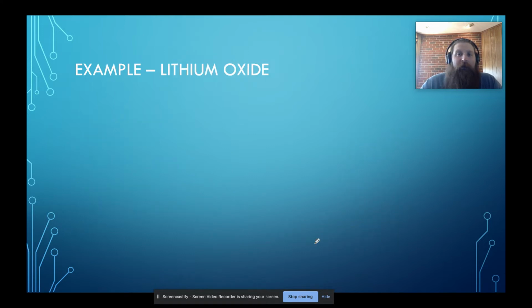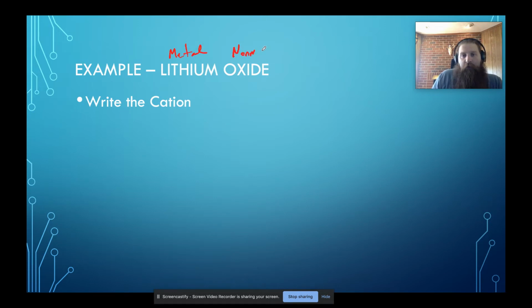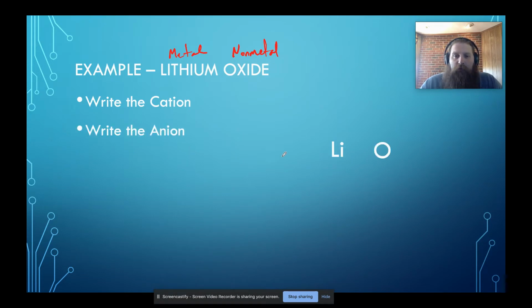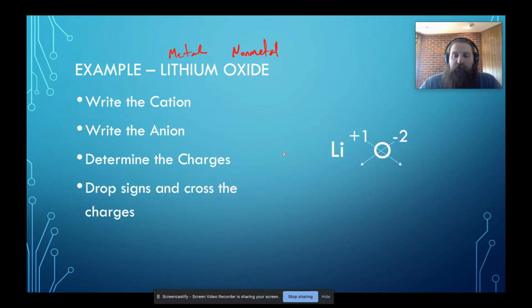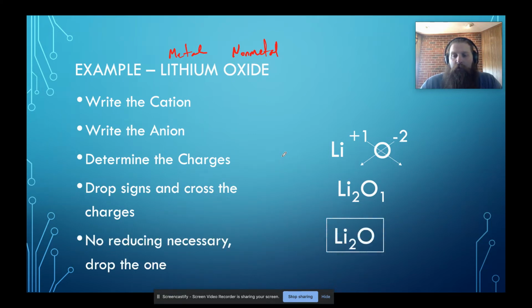Let's do another one. Lithium oxide. All right. Same steps, right? Cross-charge method for ionic compounds. I know it's ionic because I have a metal and I have a non-metal, right? I know I have lithium and oxygen. So write the cation, write the anion, figure out the charges. All right, well, lithium is in group 1, so it's a +1. Oxygen's a chalcogen. It's right before the halogen, so it's a -2. Drop the signs, cross the charges, Li2O1. I can't reduce it. Get rid of the 1, Li2O. It's easy. The cross-charge method is super simple, right?